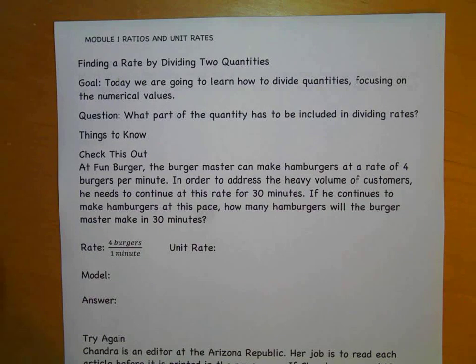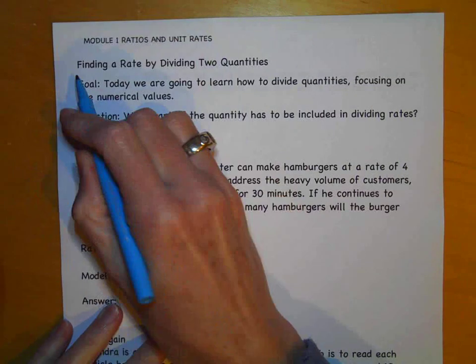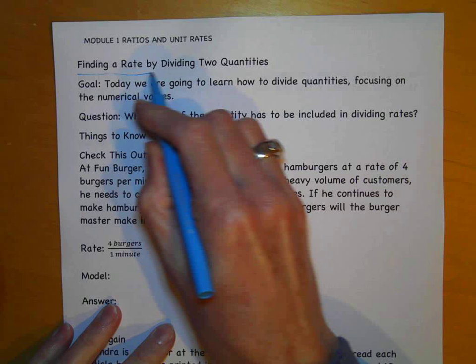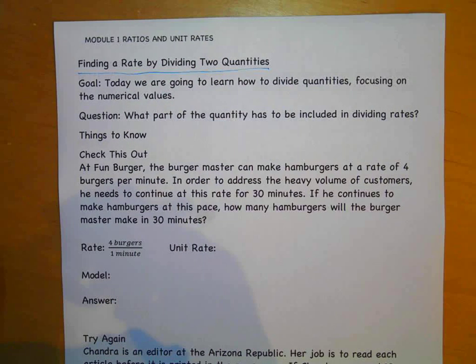Hello, math students. Welcome back to Module 1, Ratios and Unit Rates. This is Lesson 13, and it is called Finding a Rate by Dividing Two Quantities.